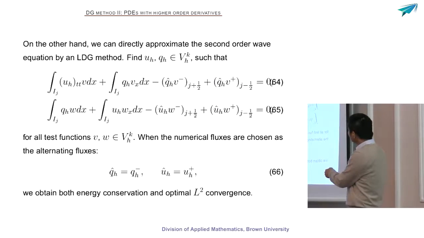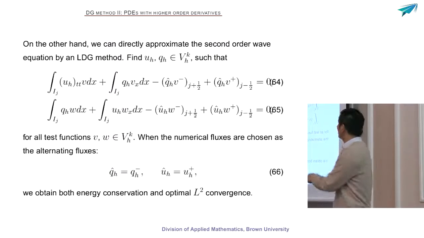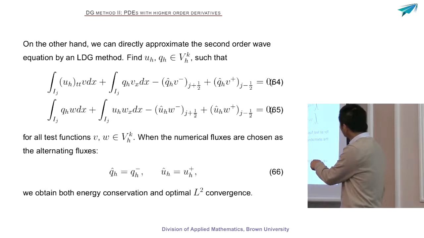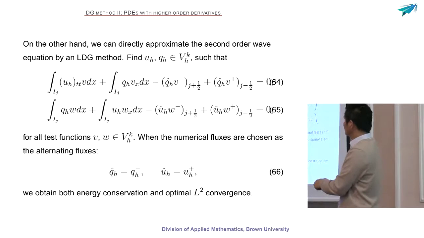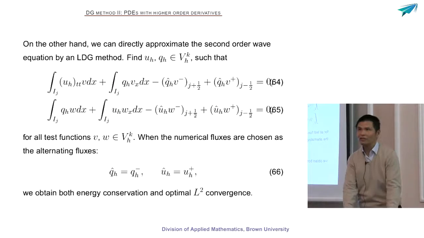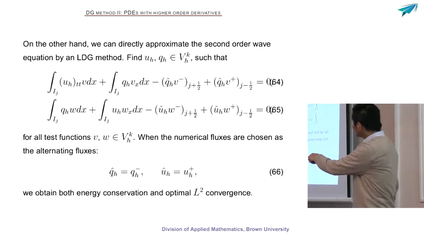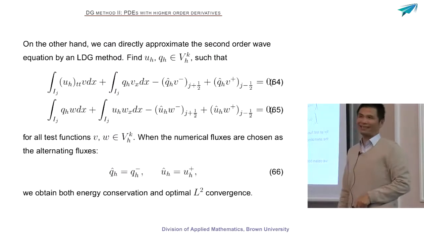So you keep the TT, so first of all, let me keep the T variable, and later I will mention how you discretize the T variable. You keep the TT semi-discrete. You still do LDG. In other words, you treat the X derivatives by LDG, the T derivative you leave alone. And you just use good old alternating flux.